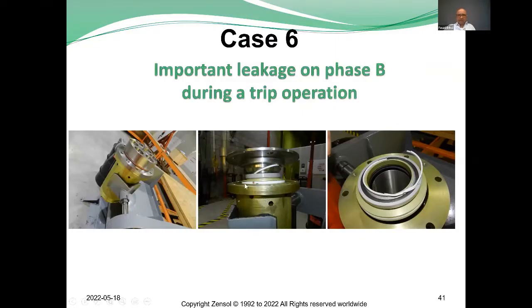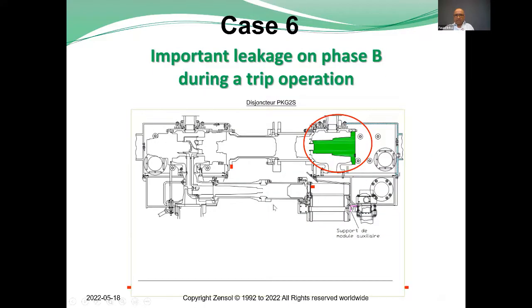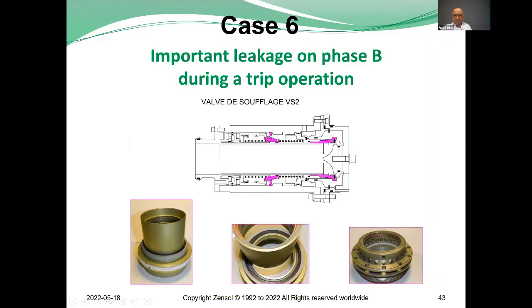Another problem: it was an important leakage on phase B during a trip operation. Here you can see the joint which was affected, which was broken. And here it's just explained where the joint is located. This is, for a totally new one, what we call in French valve de soufflage. I'm sorry, I don't know exactly the word in English.